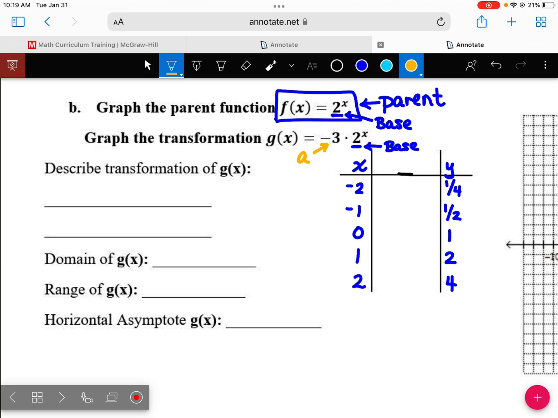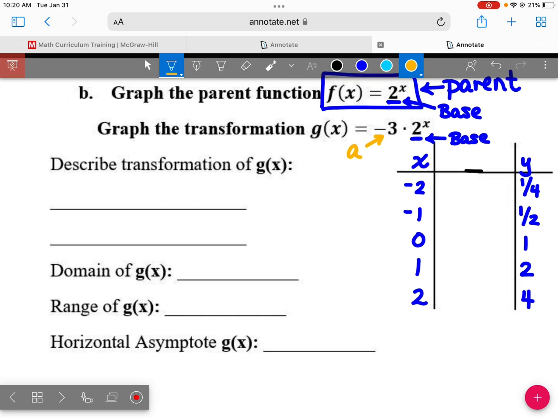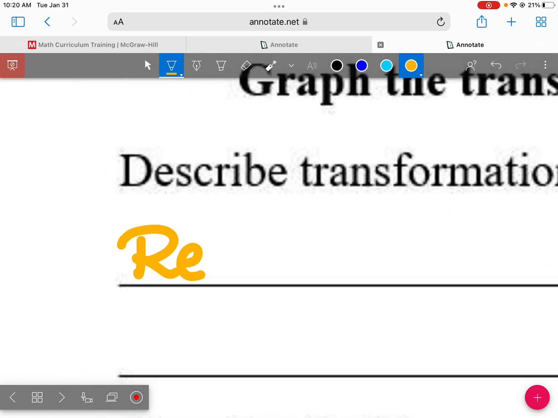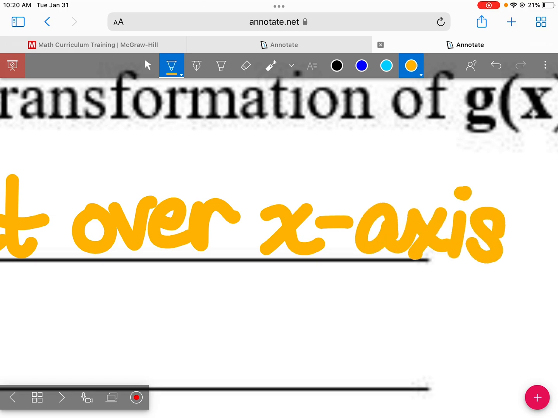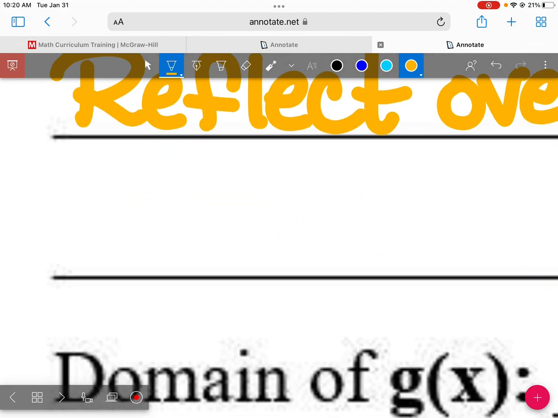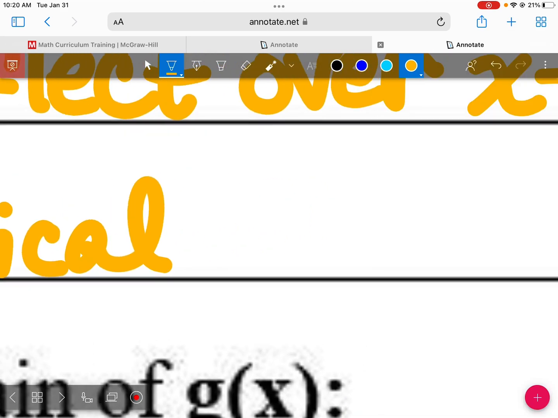What's that going to do to my graph if A is -3? It's going to reflect it. That's the negative part. So it will reflect over the x-axis. That's just the negative part of the number. What does the 3 part of the number do to it? Stretches it, yes. This will be a vertical stretch by 3.